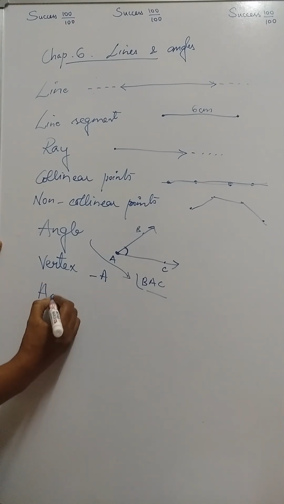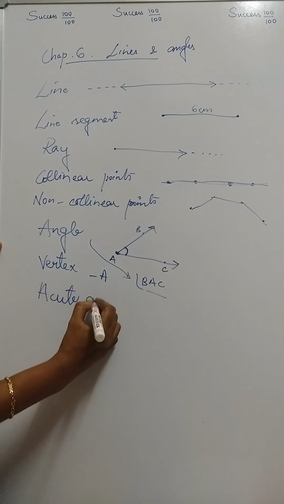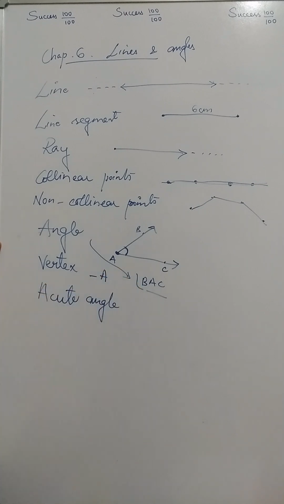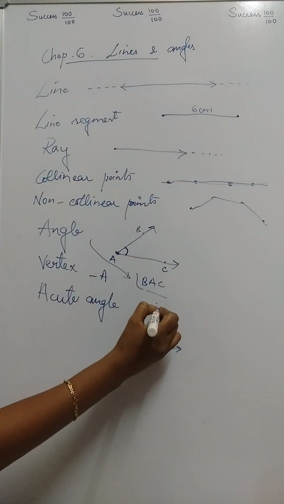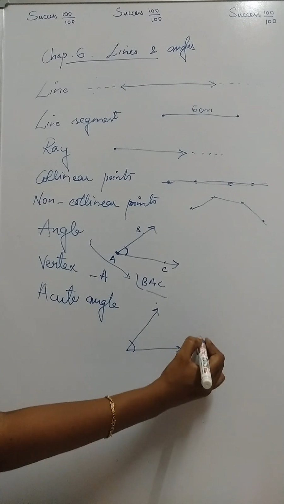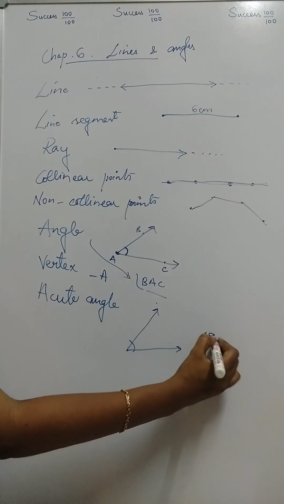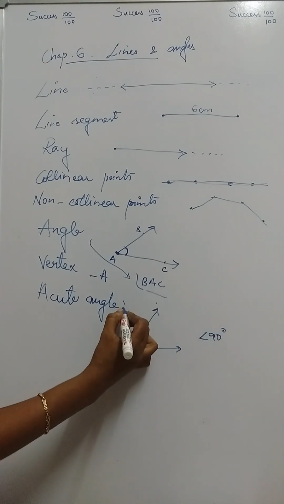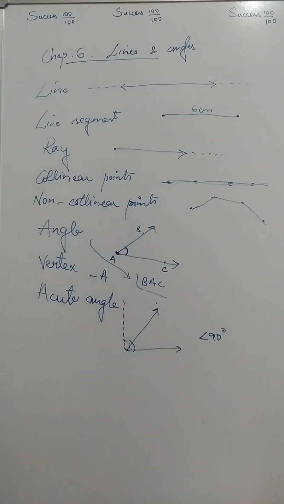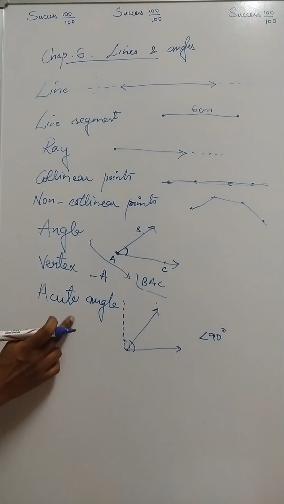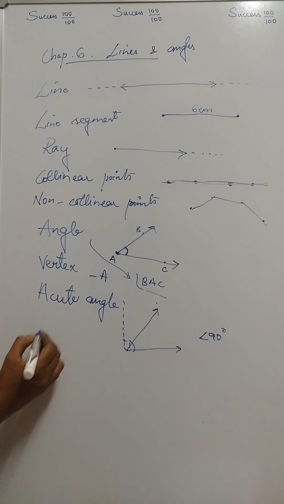Next is your acute angle. Even though these are the basic things, let us recollect them so that you will not make any mistakes while doing the problems in lines and angles. An acute angle is when the angle is less than 90 degrees. You know that when I draw a perpendicular, it forms 90 degrees. So when the angle is lesser than 90, we call it an acute angle.